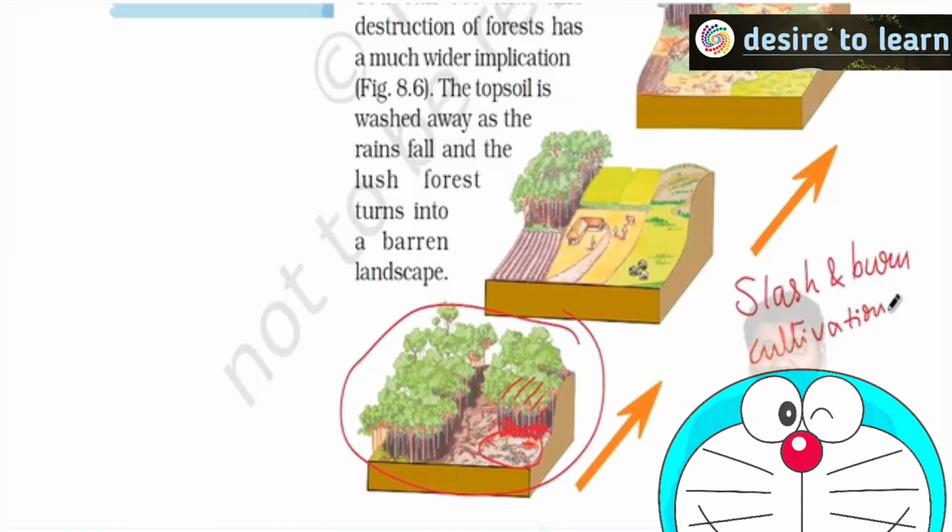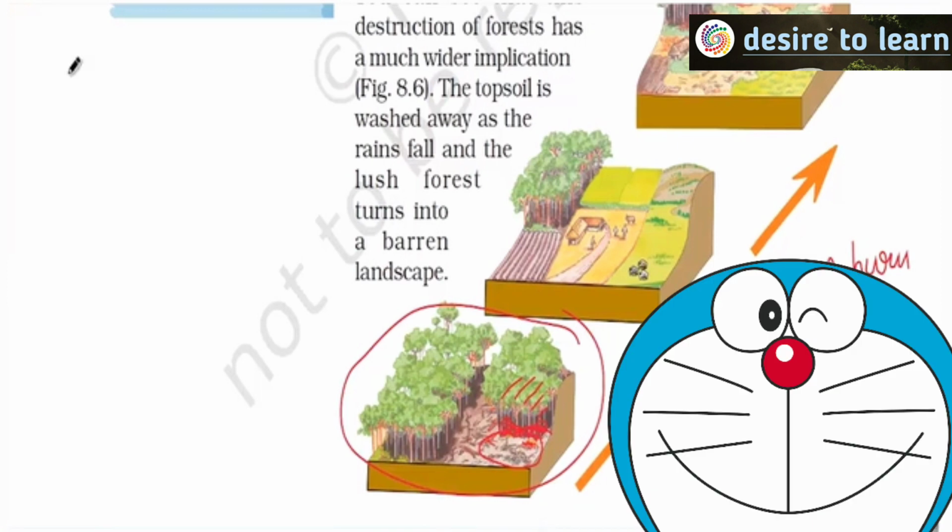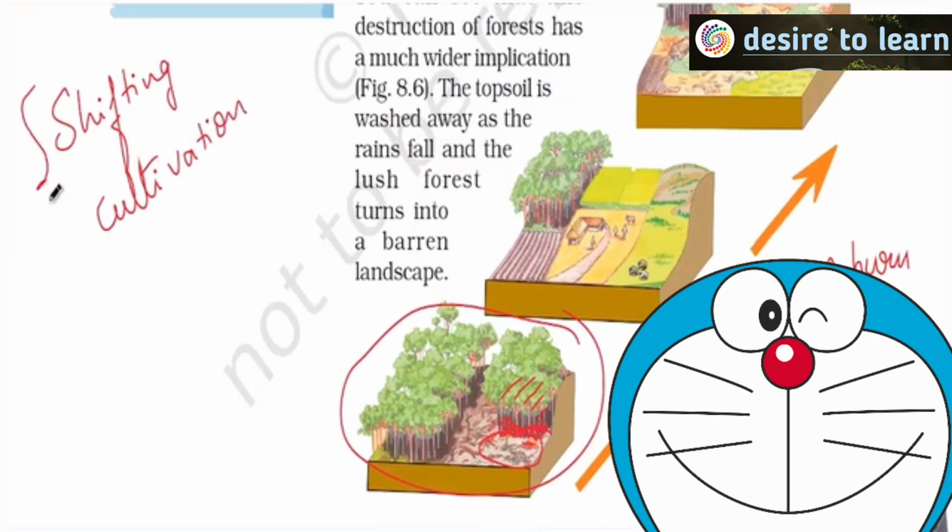And as they shift from one place to another once the fertility is lost, it is also called shifting cultivation. Both these names are very, very important, and there are different names given to this shifting cultivation in different parts of the world, which we will be seeing over a period of time.